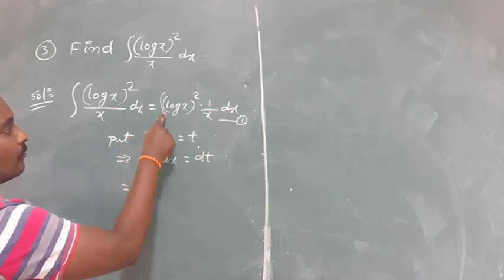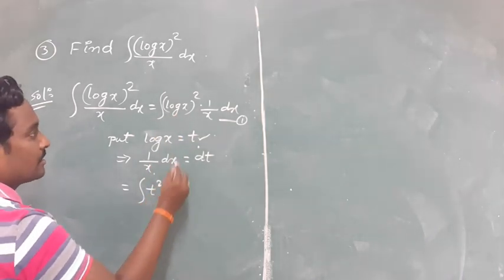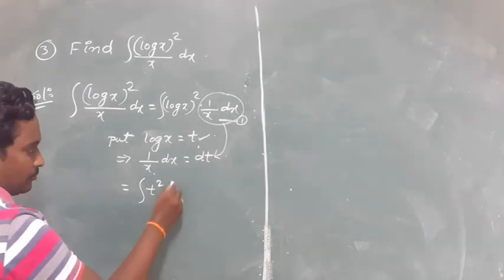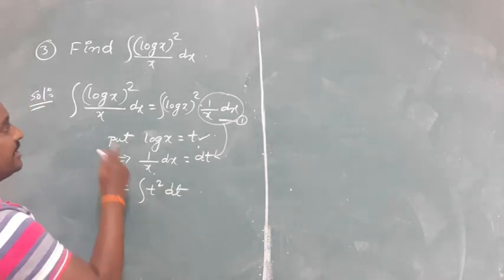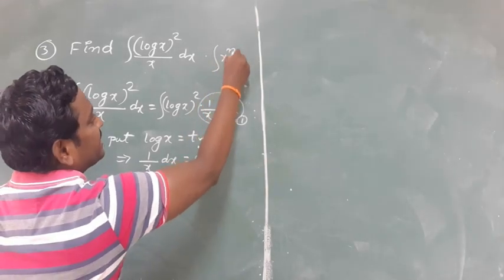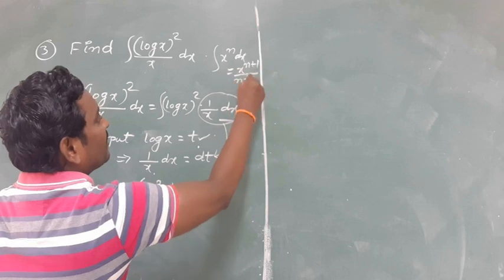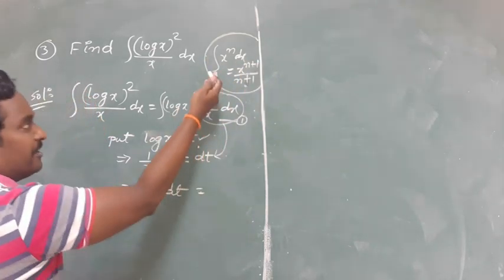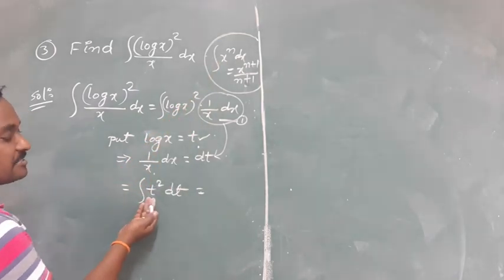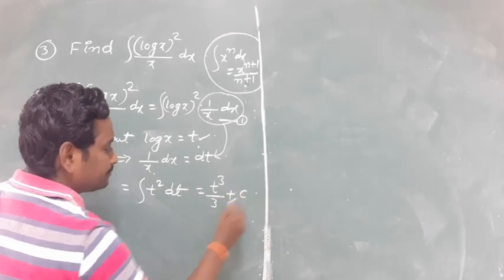So the above problem becomes integration of what is log x? Whenever we have log x, replace it by t. So t square, and 1 by x dx can be replaced by dt. So the problem is simply integral t square dt. What is the integration of t square dt? Power formula. We know that integral x power n dx is equal to x power n plus 1 by n plus 1. Here the integration is with respect to t. That's why you will get t cube by 3 plus c.